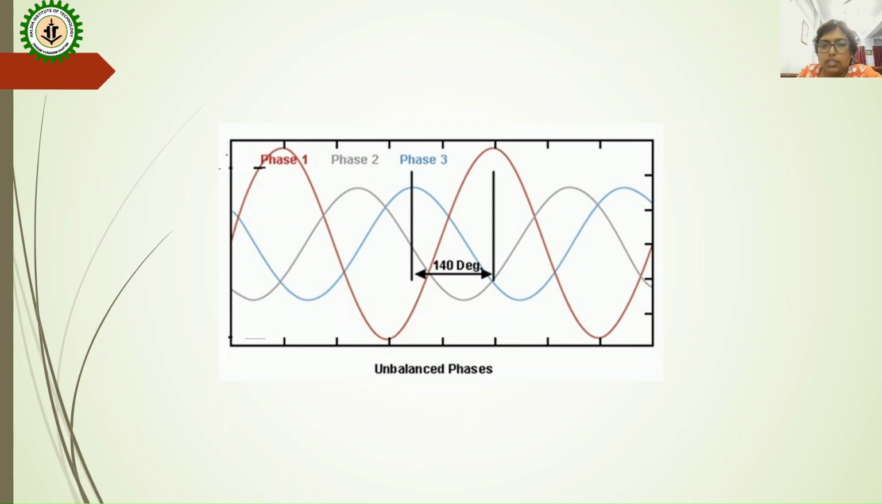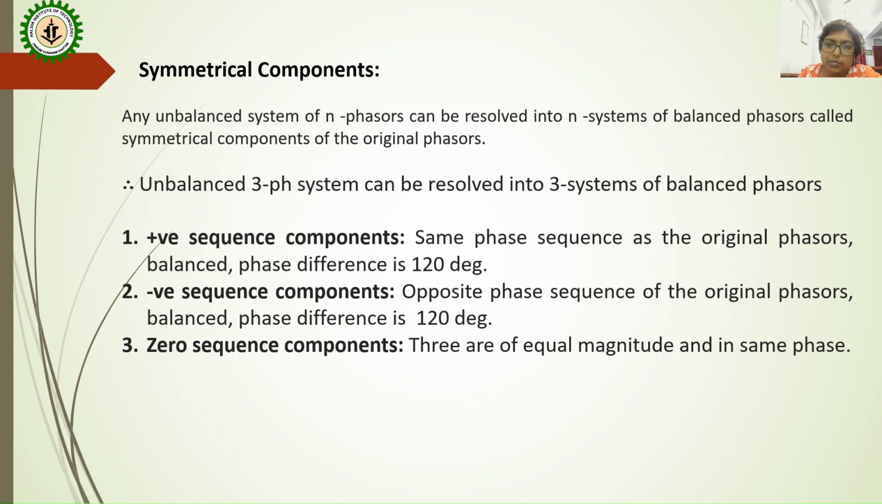So for this unbalanced system, to understand its nature or characteristics, we have to break this system into symmetrical components. Any unbalanced system is broken into three symmetrical components, and individually those components are balanced. There are three types: positive sequence components, negative sequence components, and zero sequence components.